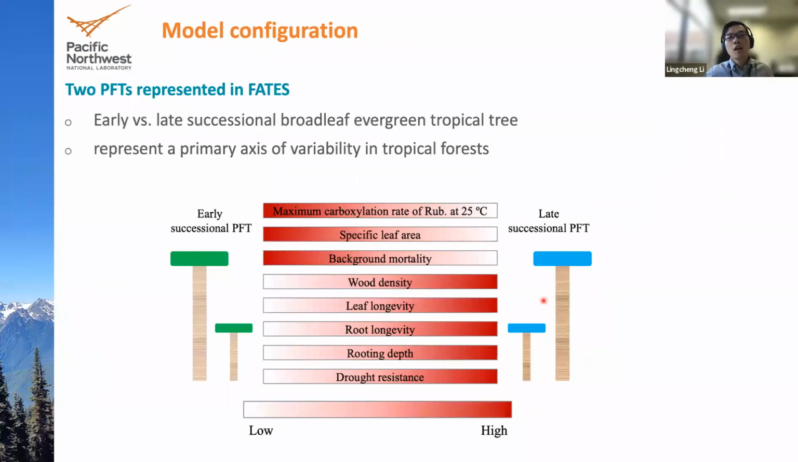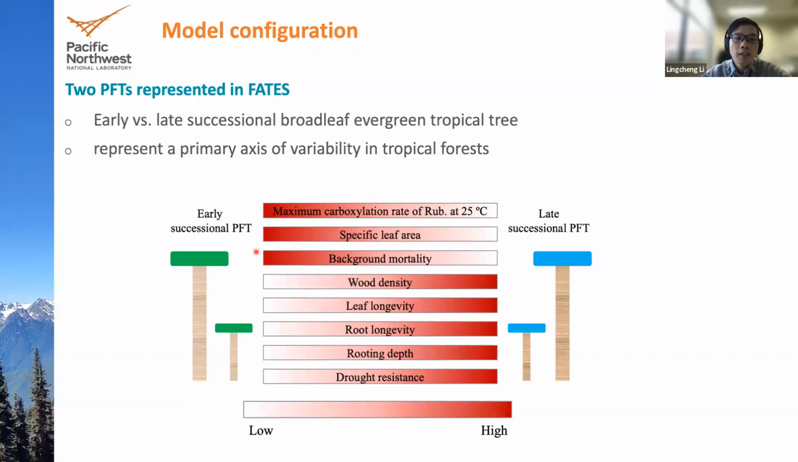Because we want to study coexistence, the basic approach is to represent two PFTs so they can compete with each other, and we can study how they respond. So we represent two PFTs in the model: one is an early successional and the other a late successional broadleaf evergreen tropical tree. Basically, early and late represent a primary axis of the variability in the tropical forests.